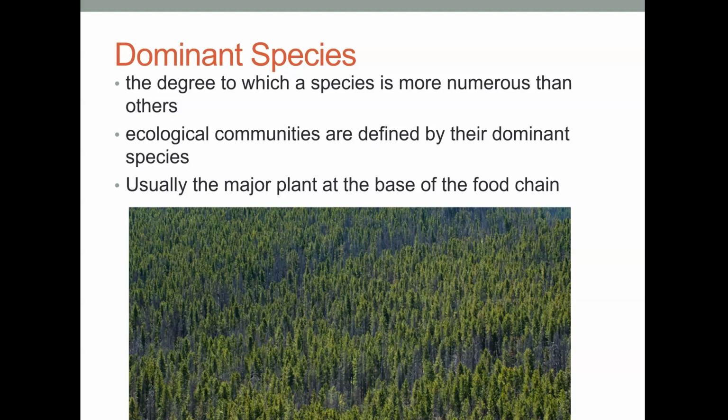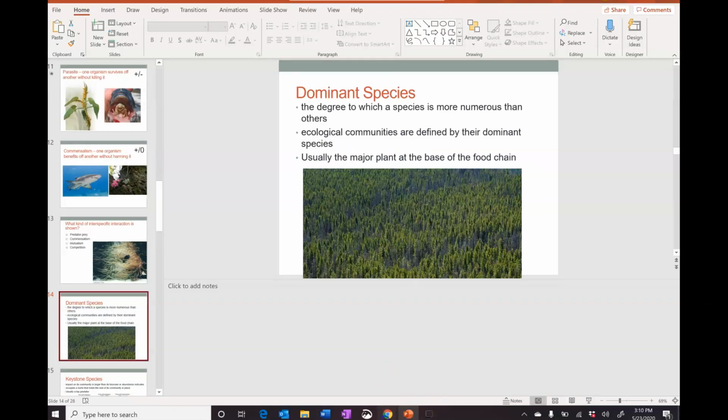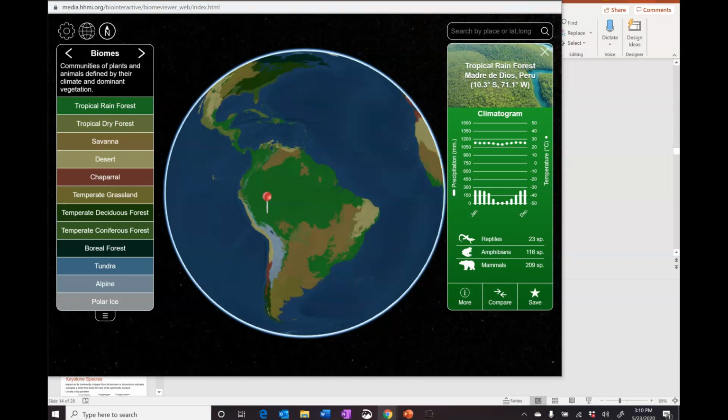If you noticed, when we were looking at the different biomes, some of the biomes are actually defined by their dominant species. Like a temperate grassland, what do you think the dominant species is there? Well, it's grass, right? And then hopefully you know the difference between a deciduous tree and a coniferous tree.